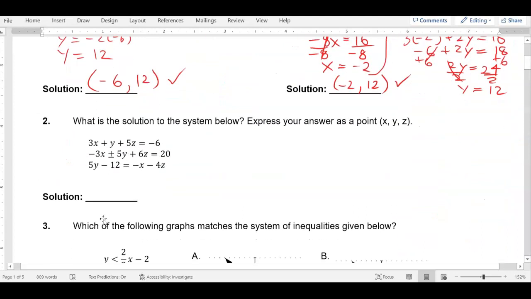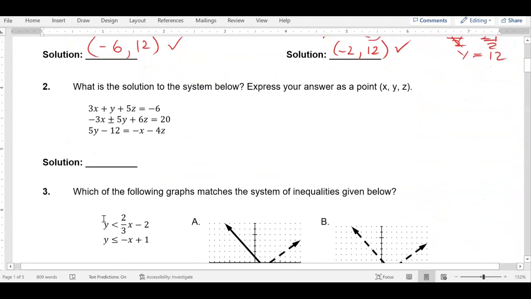All right, that's substitution. Now, number 2, what is the solution to this system? I'm pretty sure this is supposed to be a plus sign right here. There's not supposed to be an underline. In math, usually that matters. But anyways, how can we find the solution of a 3-variable system of equations?